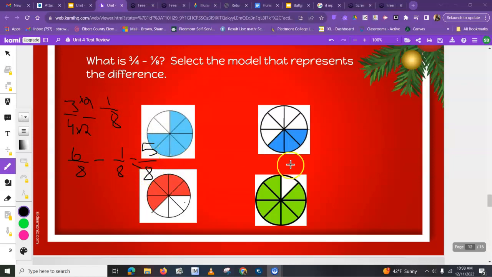So the fraction that shows 5/8 would be, let's see, 1, 2, 3, 4, 5, 6, 7, 8. This is 8 total. 1, 2, 3, 4, 5, but 6 is shaded. So this wouldn't be it. This one doesn't have 5 shaded, so I know this one isn't it. This one, 1, 2, 3, 4, 5 are shaded out of 8. So it would be this one because 1, 2, 3, that's more than 5. So my answer would be C for that one.